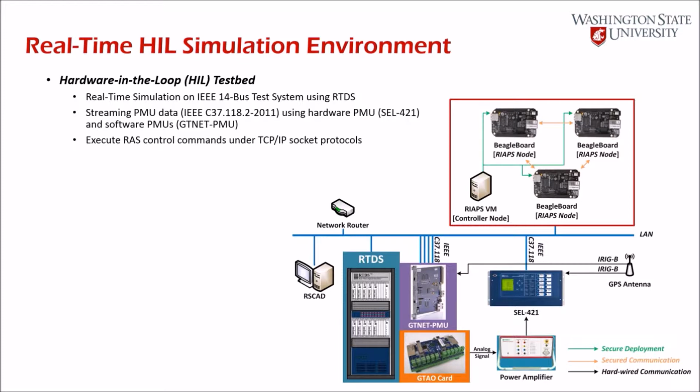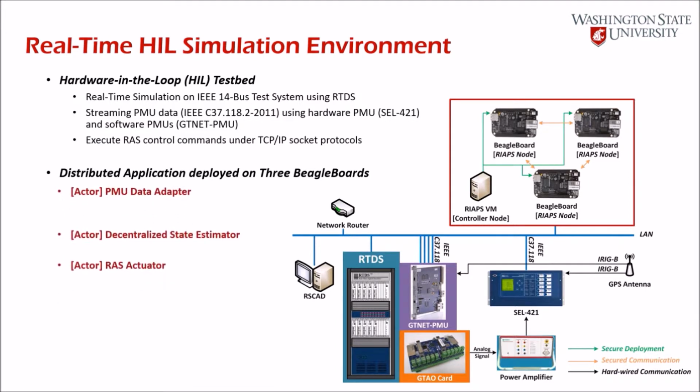In our distributed application, the RAS application is deployed on 3 BeagleBone boards, which are the computational blocks for the RIAPS platform. Each node runs 3 RIAPS actors: the PMU data adapter, the decentralized state estimator, and the RAS actuator. The PMU data adapter is responsible for getting the data packets from the PMU under the IEEE C37.118 protocol. It parses PMU data into measurement messages to transmit to the state estimator.